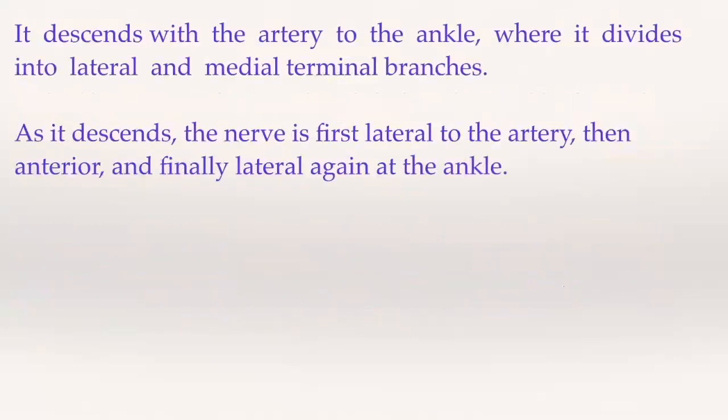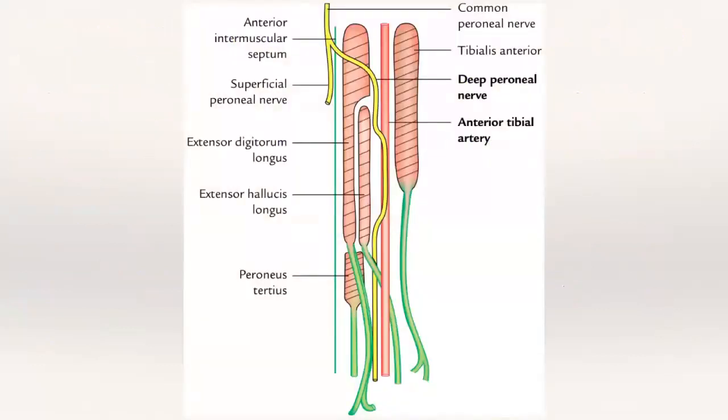It descends with the artery to the ankle where it divides into lateral and medial terminal branches. As it descends, the nerve is first lateral to the artery, then anterior, and finally lateral again at the ankle. Okay, this is the anterior tibial artery. We have already seen this.